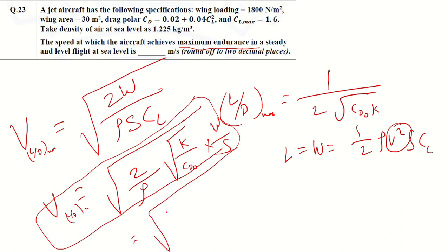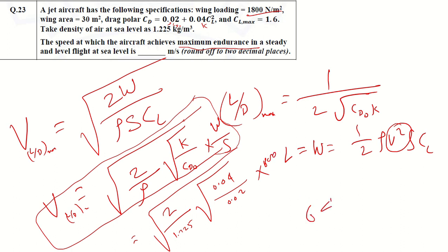Under root 2, rho is given as 1.225, K is given as 0.04. So this is CD naught, this is K. So 0.04 divided by 0.02. Now under root, W by S is given, wing loading 1800. After solving this, we will get 64.467 meter per second. Rounded to 2 decimals, we can write 64.47 is the right option, the right answer.